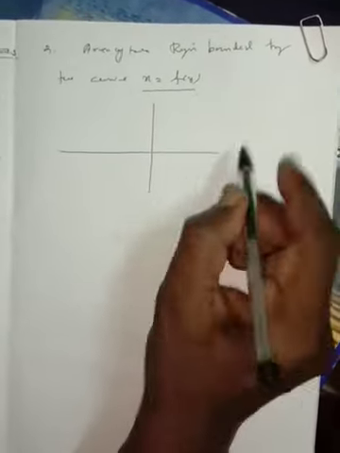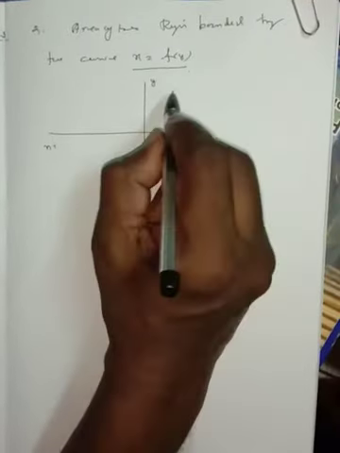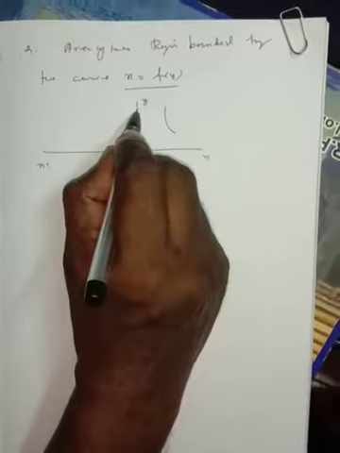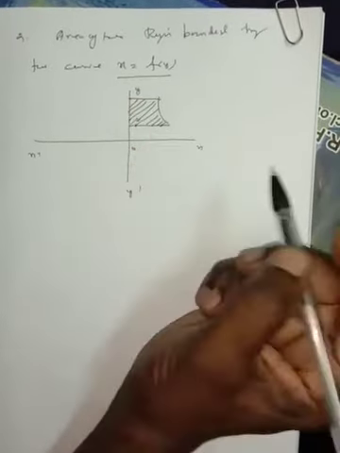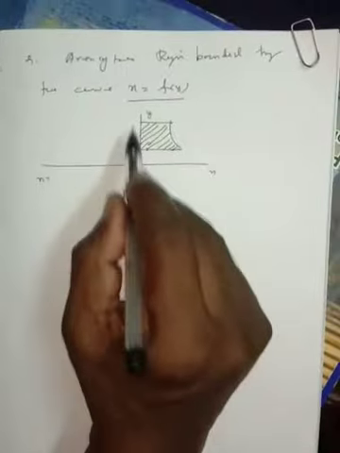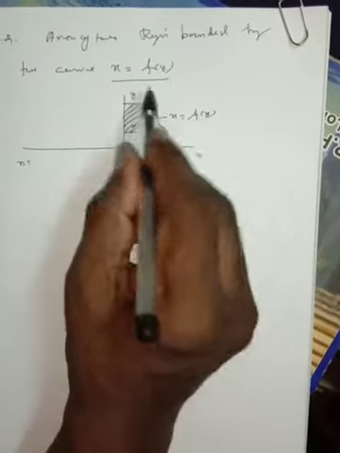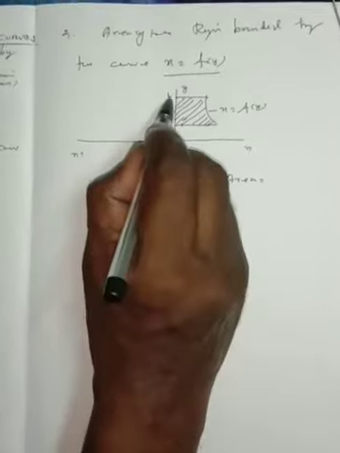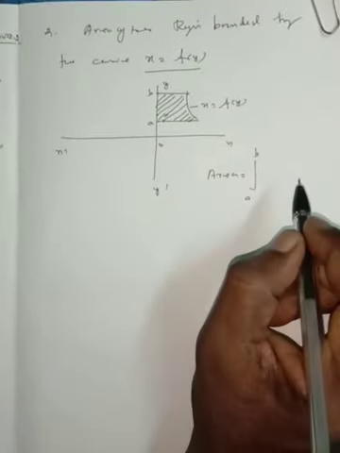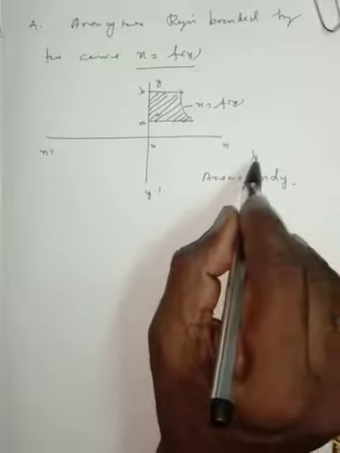Take coordinate axes X'OX, Y'OY. The area of the region on the right hand side of y axis, bounded by the curve x is equal to f of y, with lower limit a and upper limit b, is the integral from a to b of x dy.